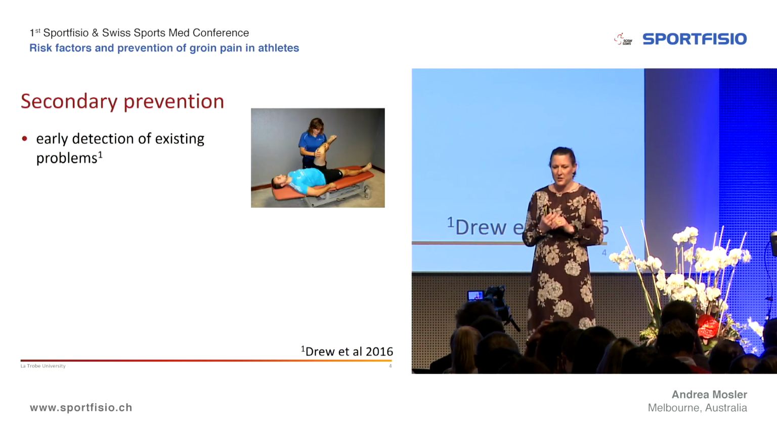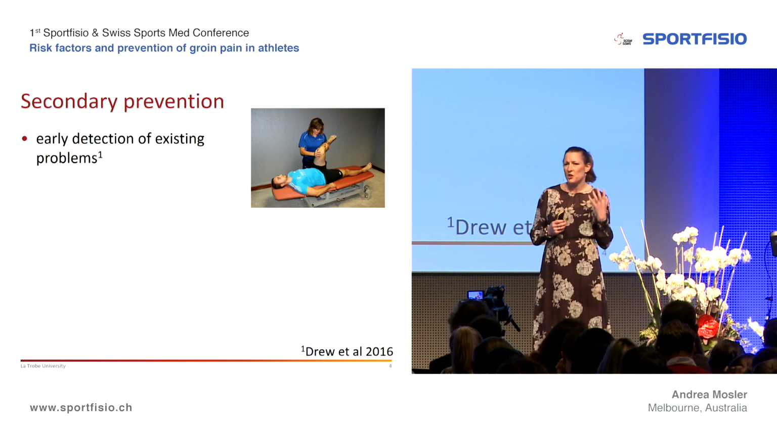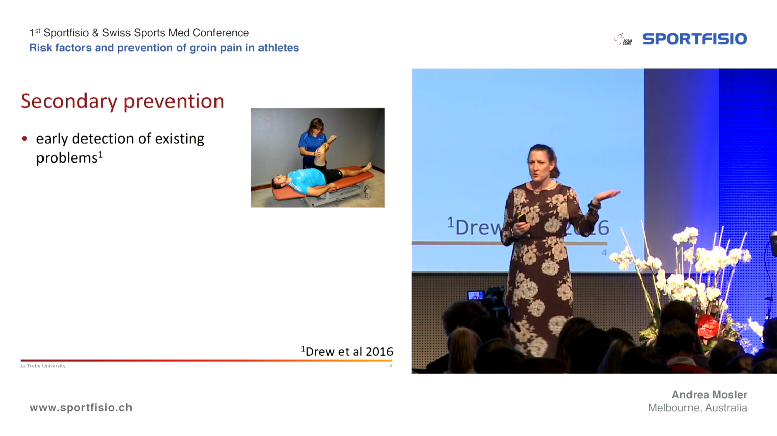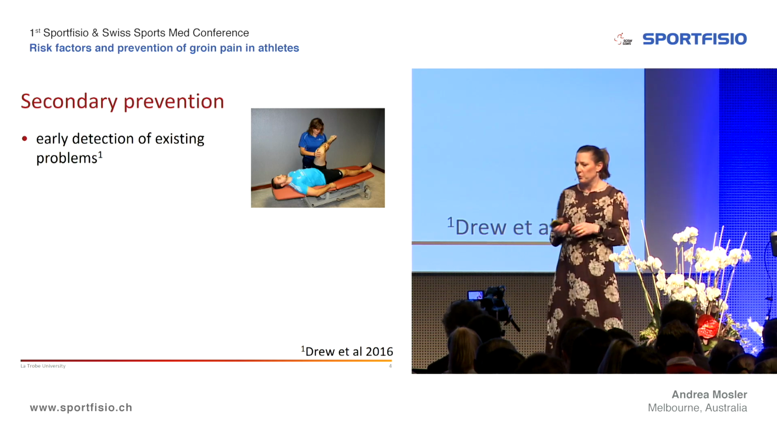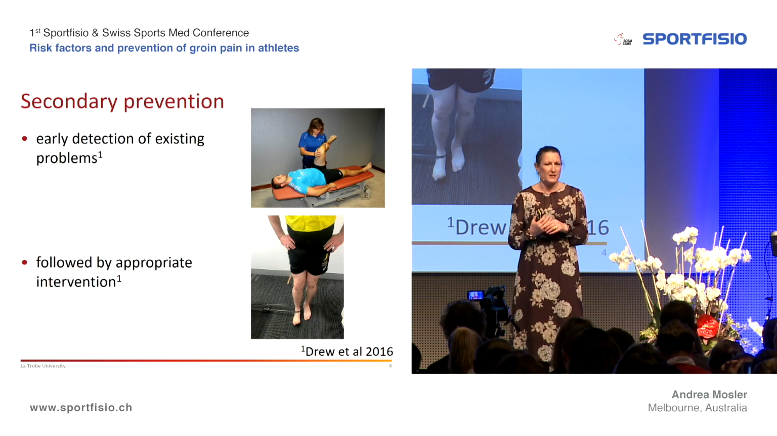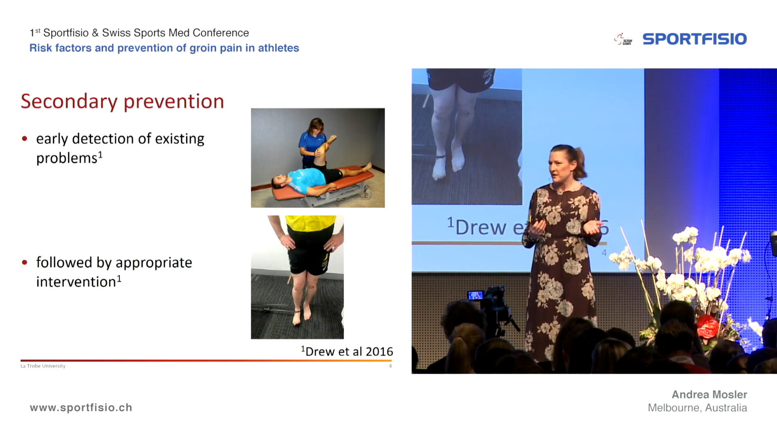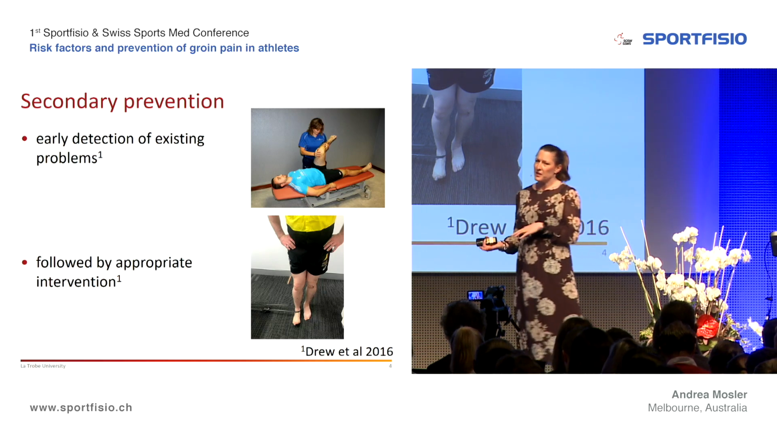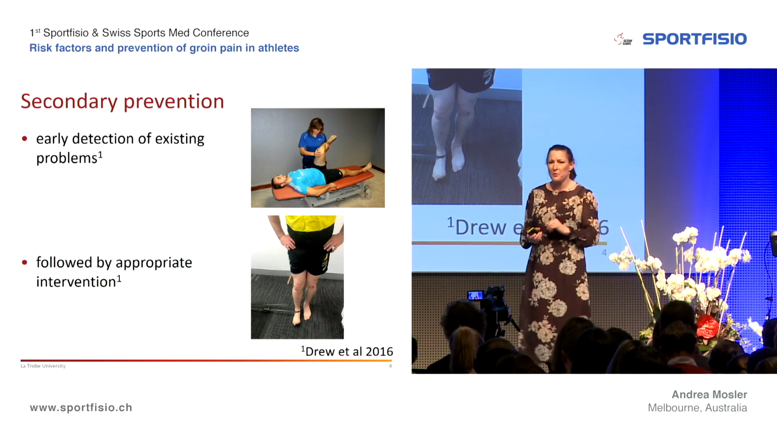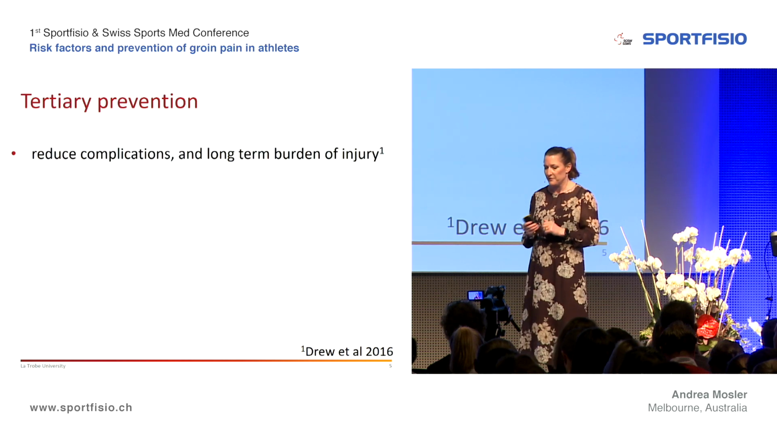And secondary prevention. Now, secondary prevention is where we do early detection of existing problems. And that's basically what Christian was talking about with Martin Wallen's work. But then we have to follow that up with an appropriate intervention. And that intervention may be strengthening of the adductors, it may be looking at range of motion, it may be looking at load management, whatever is appropriate to the condition.